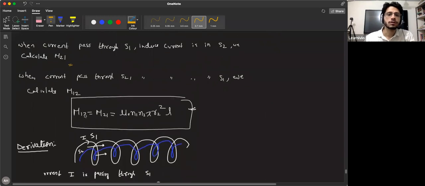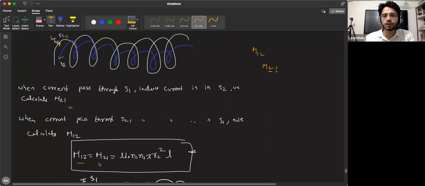So yes, the mutual induction of both the solenoids will be the same. It's mu naught N1 into pi R2 square. Let's first derive it.